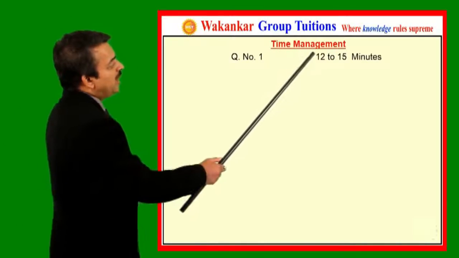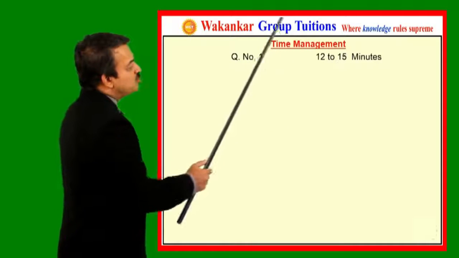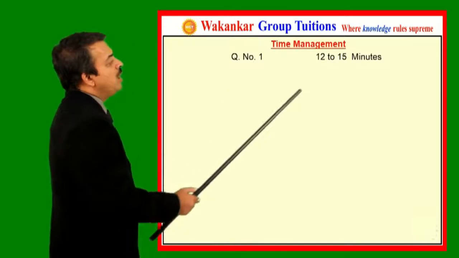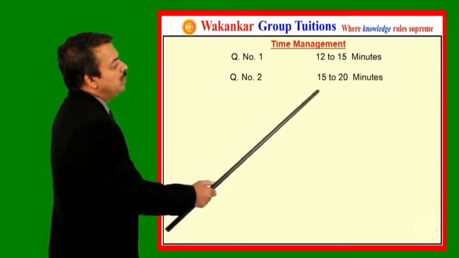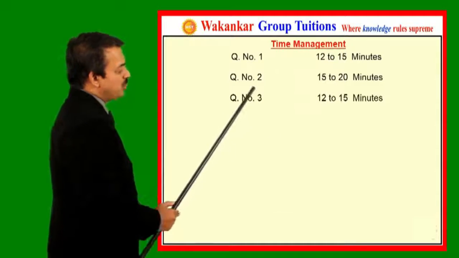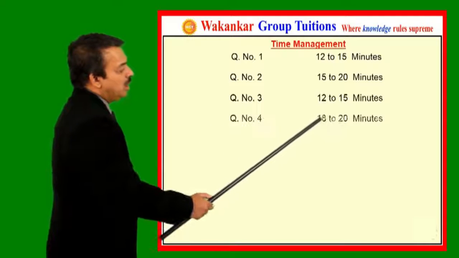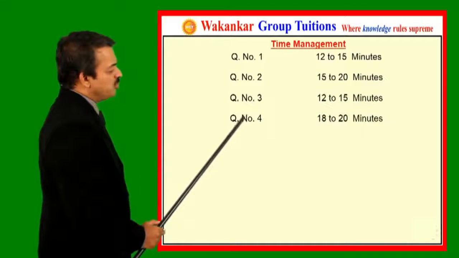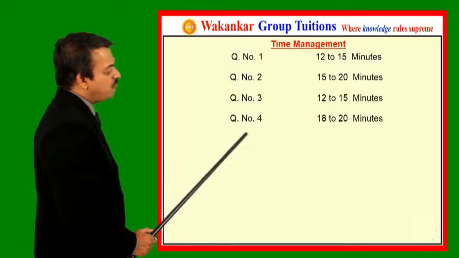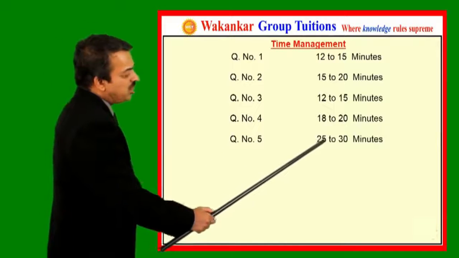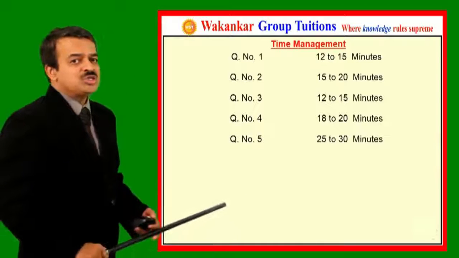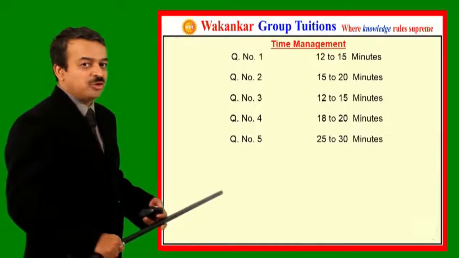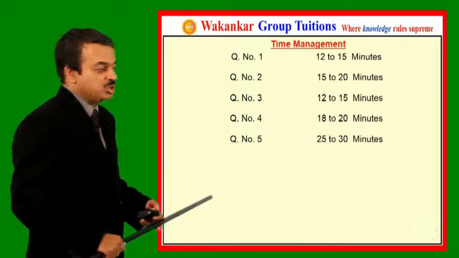Okay, so take approximately 12 to 15 minutes to solve your question number 1, around 15 to 20 minutes for question number 2, 12 to 15 minutes for question number 3, around 18 to 20 minutes for your next question, that is question number 4, and around 25 to 30 minutes for your question number 5. So this is again the approximate timing for your question wise distribution.